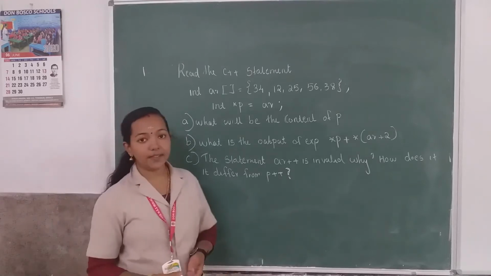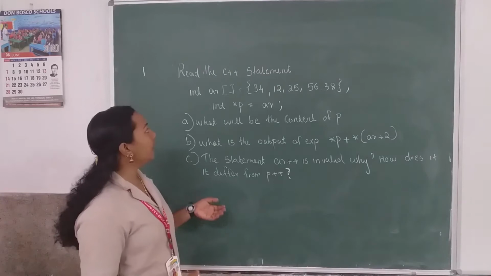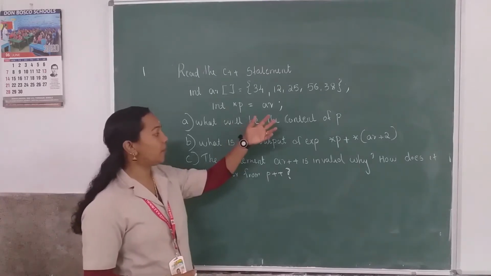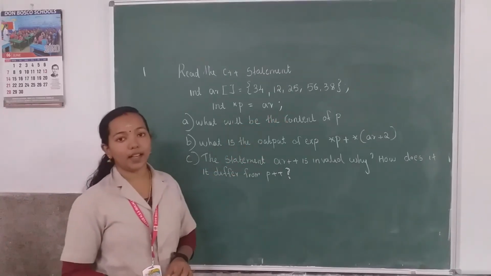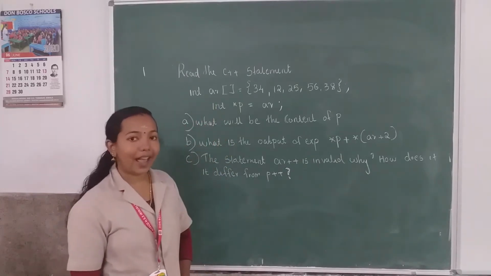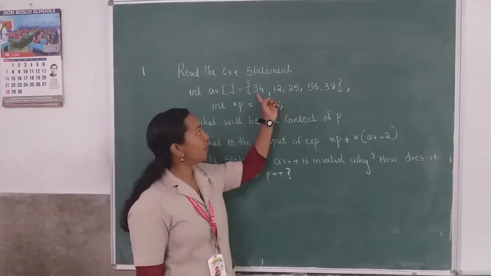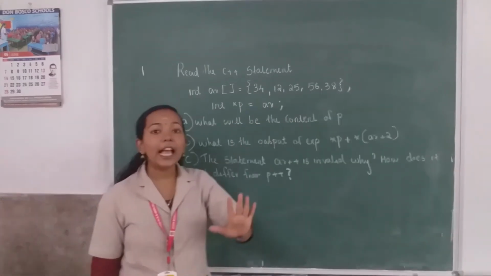Read the C++ statement: int AR[] = {34, 12, 25, 56, 38}. So what does the first statement indicate? Here we are declaring an integer array. What is its name? AR. Then it contains 1, 2, 3, 4, 5 elements.